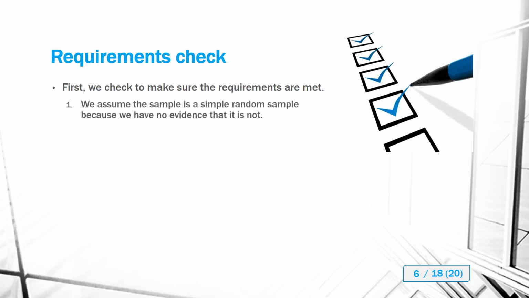So we weren't actually told anything about the sampling, so we don't know that we have a simple random sample, but we also don't have any evidence to suggest that the sample is not a simple random sample. So it's probably okay to assume, given the types of examples that we've seen so far, that the sample is a simple random sample.